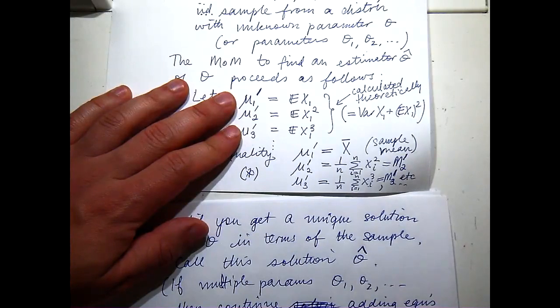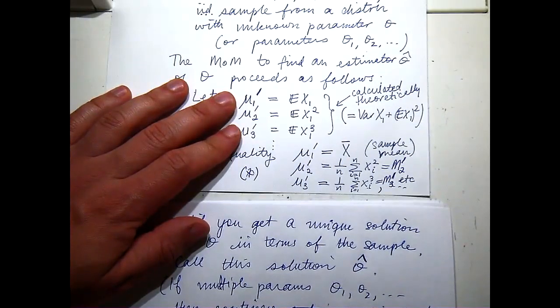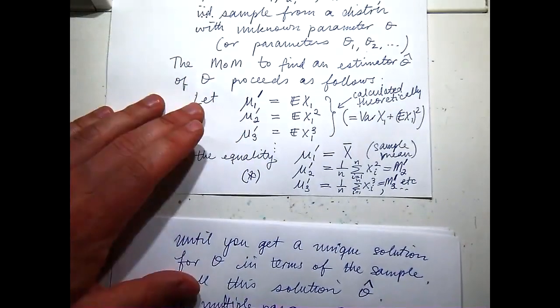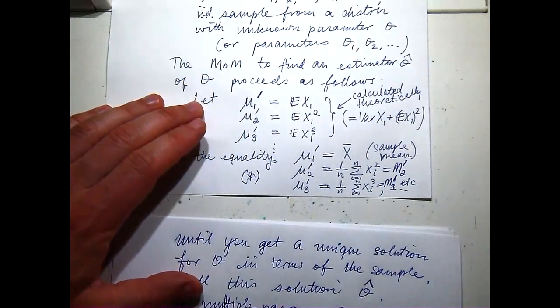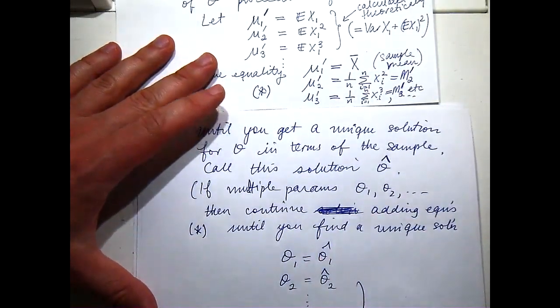And you know, in some cases it may not be technically unique, but a unique sensible solution: theta 1 equals theta 1 hat, all of these at the same time, theta 2 equals theta 2 hat, and so on. Typically you might only have two parameters, for instance mu and sigma. So let's do some examples of this.